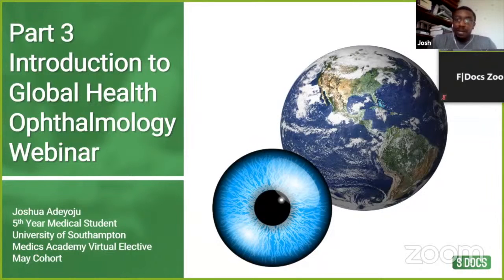I did the virtual elective in May, and this has been the culmination of all the work that I've done, and also the program I've done to help me with it. If you've missed part 1 and part 2, please do check it out on the Medics.Academy YouTube channel. In part 1, I talked about introducing the whole concept of global health ophthalmology, why it's so important, what some of the causes are, and information such as that. In part 2, I covered 3 avoidable causes, in particular preventable causes of global blindness and visual impairment. So there's some really interesting stuff there, hopefully.